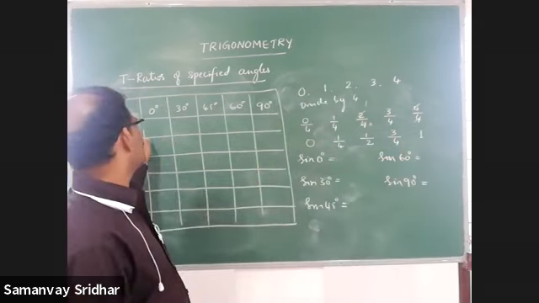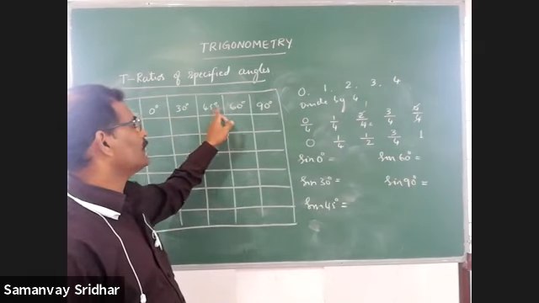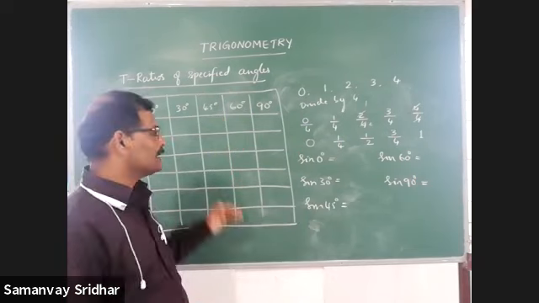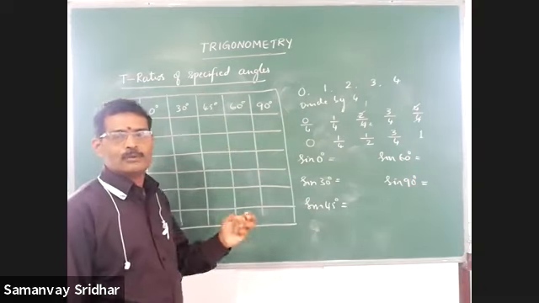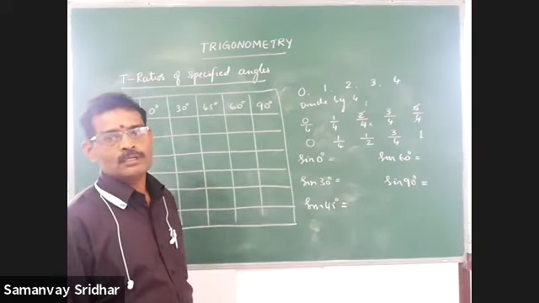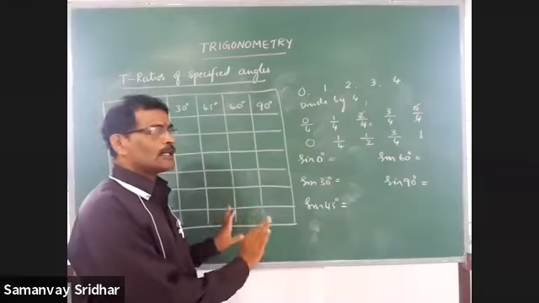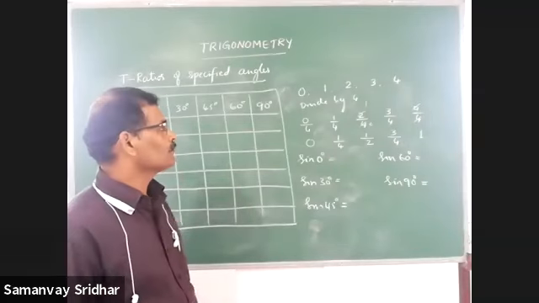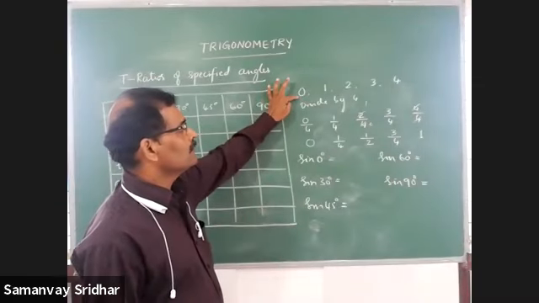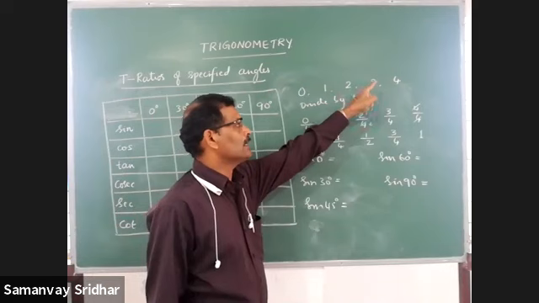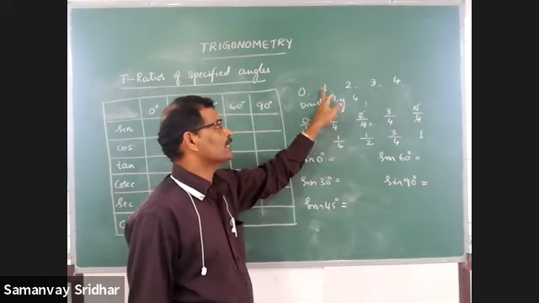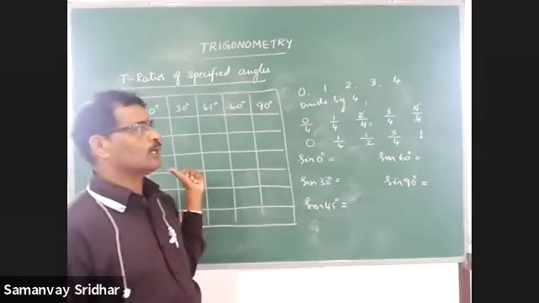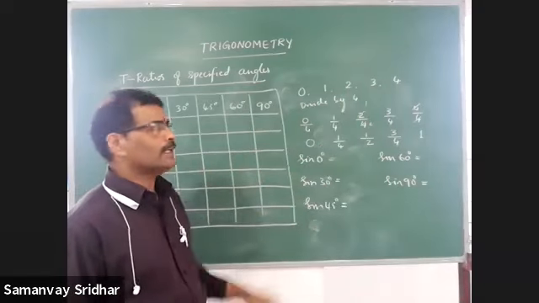To get the values of sine 0 degree, 30 degree, 45 degree, 60 degree, and 90 degree, I am using a technique to remember these. It is the easiest way of learning the values. There are geometrical derivations for them that we can see later, not now. Here 0 you got, 1, then 2, then 3, then 4, for 0 degree, 30 degree, 45 degree, 60 degree, and 90 degree, with respect to sine only.